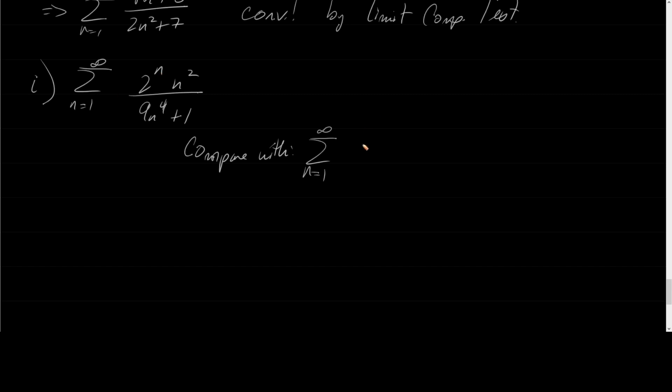I'm going to compare this to 2 to the n times n squared over just n to the fourth. So essentially I got rid of that 9 and the 1. Now in here we can reduce this, right? This is the same thing as saying the series of 2 to the n over n squared, right? This n squared on top and then n to the fourth on the bottom, reduce. Now, what does this do?